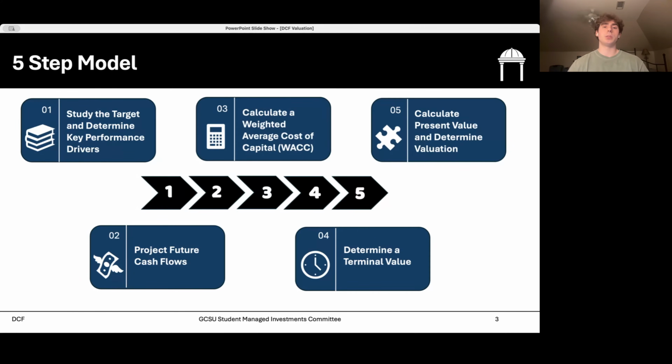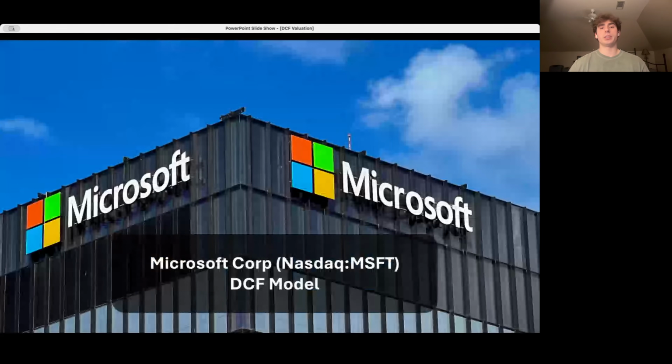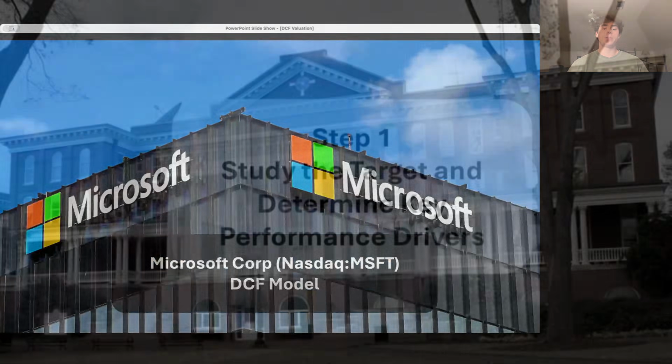Now, since there's so many assumptions that go on with the DCF, we're also going to create a sensitivity analysis table, and this will show if we were to change a couple assumptions, what the share price would look like. Now, I understand I just went over a lot, and you may be a little lost or confused, but I feel like when we're actually working through the model, all this will make a lot more sense. So we're going to get started. We're going to be valuing Microsoft.